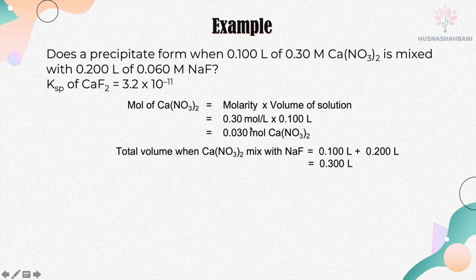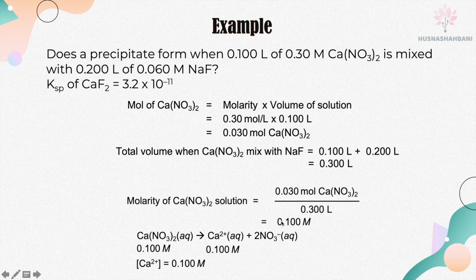Now we calculate the number of moles of Ca(NO3)2 and get 0.03 mole. When these two solutions mix together, the volume of the solution is not 0.1 or 0.2 liter; it's 0.1 plus 0.2, which is 0.3 liter. Now we can get the new molarity of Ca(NO3)2 by dividing the number of moles by the new volume. That is the new molarity when it is mixed with NaF, which is 0.1 molar.